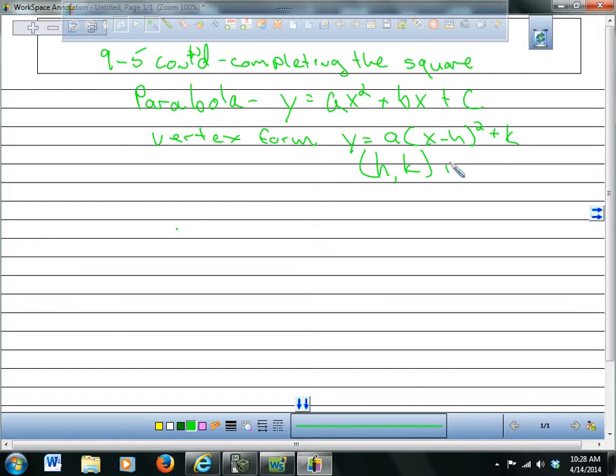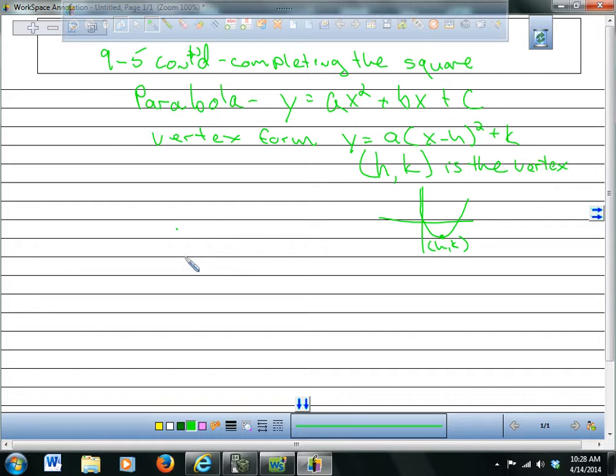This h, k is the vertex, meaning if I were graphing any parabola and I put it in vertex form, this point down here has the coordinates h comma k. And that's called the vertex. And this is called vertex form.